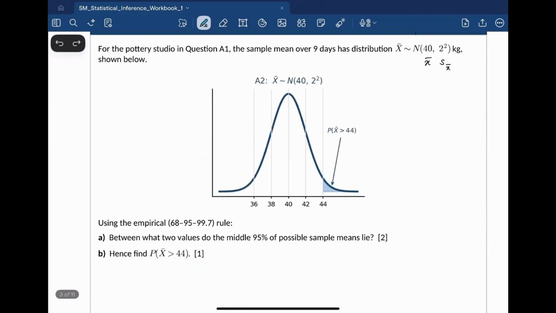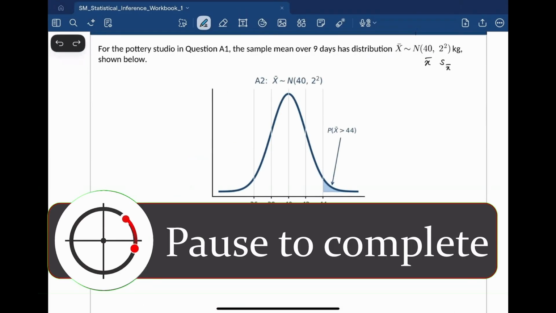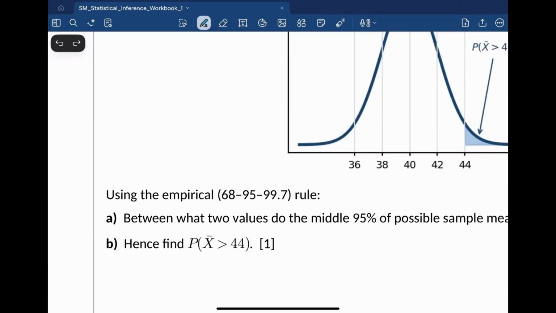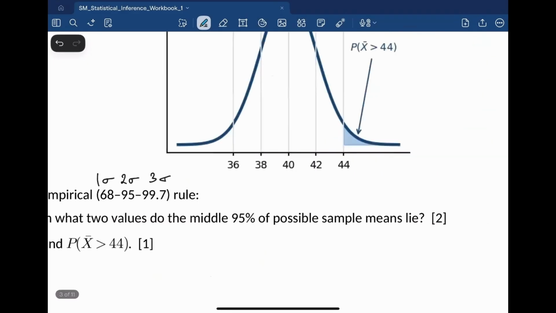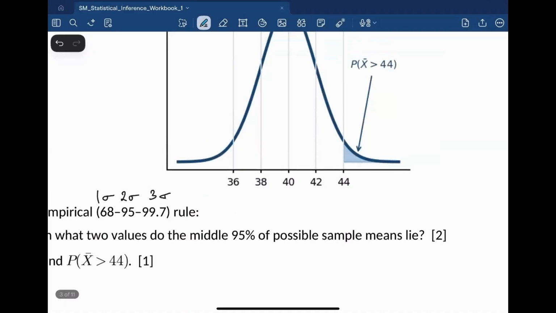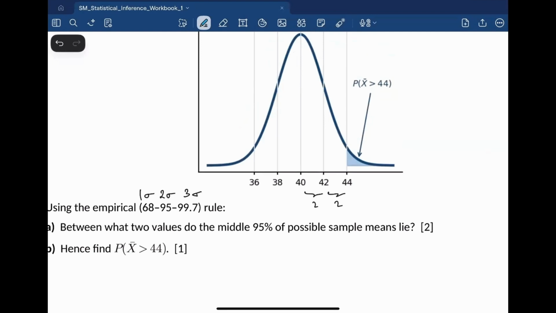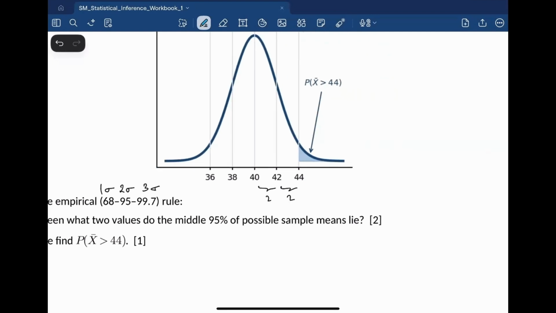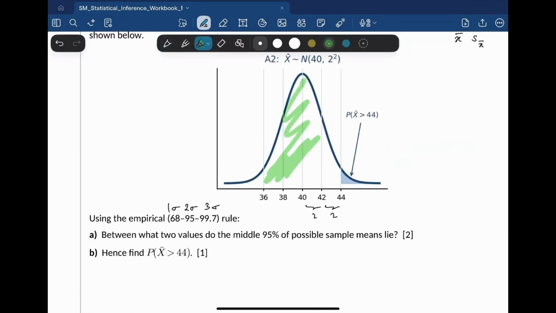Between what two values do the middle 95% of possible means lie? This rule, I'm sure you've covered in methods. This is the percentage for 1 standard deviation, 2, and 3. And since our standard deviation is 2, this is 2, this is 2, that means 44 is 2 standard deviations away from the mean. All of this will be 95%.